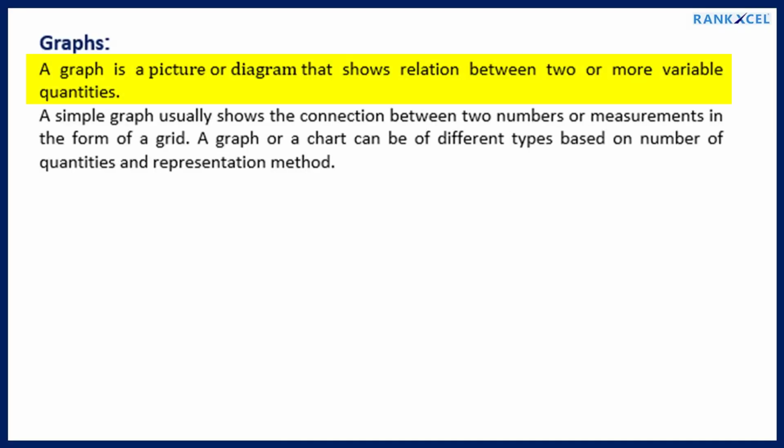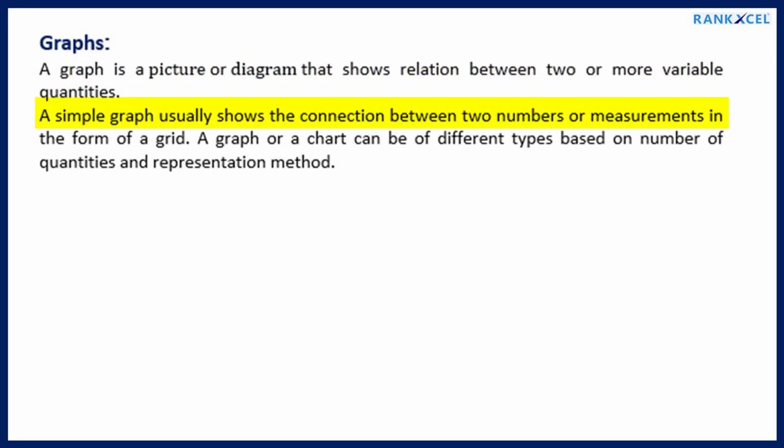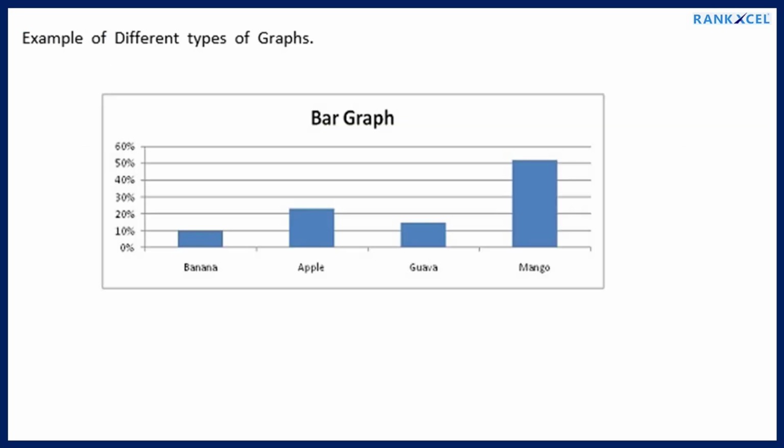Graphs. A graph is a picture or diagram that shows the relation between two or more variable quantities. A simple graph usually shows the connection between two numbers or measurements in the form of a grid. A graph or a chart can be of different types based on the number of quantities and representation method. Example of different types of graphs.